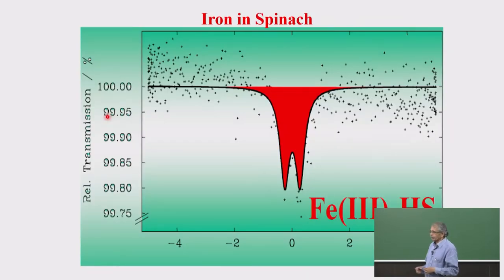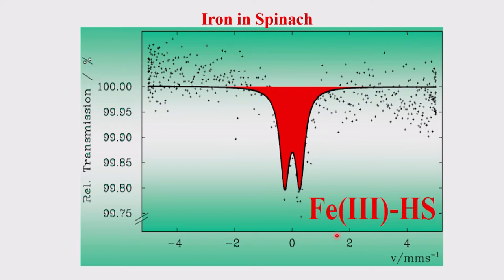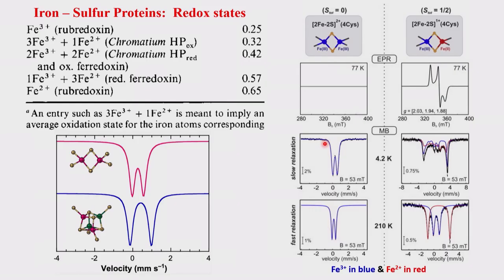Now, iron in spinach, the high spin iron 3, you can make out. The isomer shift for iron 3+ in rubidoxin is 0.25, and for iron 2+ in rubidoxin it is 0.65. So roughly you have about a 0.4 difference in the isomer shift. That means each shift from iron 2 to iron 3 or iron 3 to iron 2 will make this shift more positive.